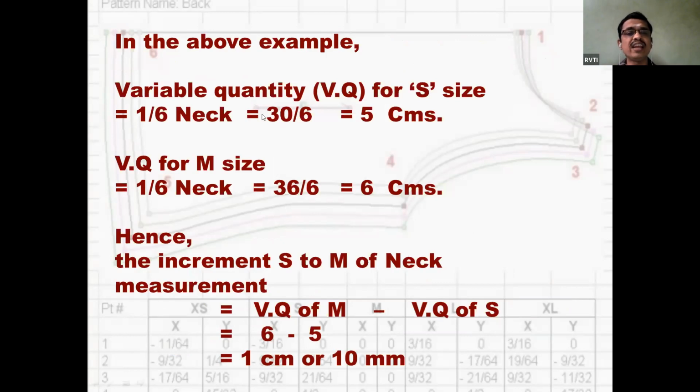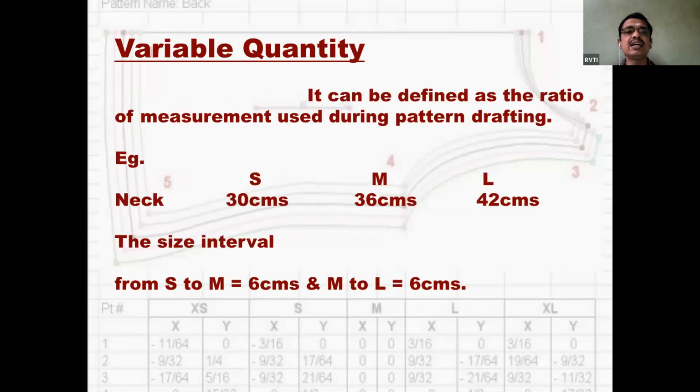The difference between the variable quantity of M size and S size. So for drawing S size neck, we are applying 1/6 neck 5 centimeter. For M size, we are applying 6 centimeter. So the difference of the variable quantity is known as increment. So the increment will be 6 minus 5 equal to 1 centimeter. So we have to mention 1 centimeter or 10 mm.